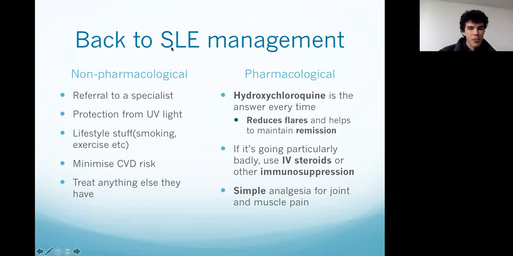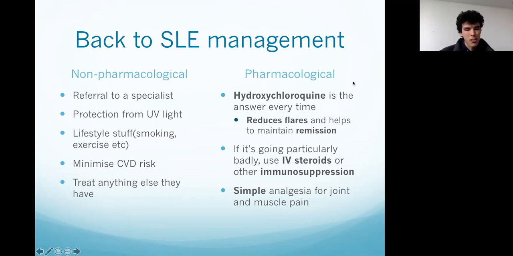Back to SLE for a sec. So non-drug things, refer them to like probably a rheumatologist. Talk to them about triggers. So for example, if they have a photosensitive rash, maybe you should be careful about getting the light on it. Lifestyle stuff, so smoking, exercise is good for everyone. Cardiovascular risk, because it's an inflammatory problem, and treat anything else.